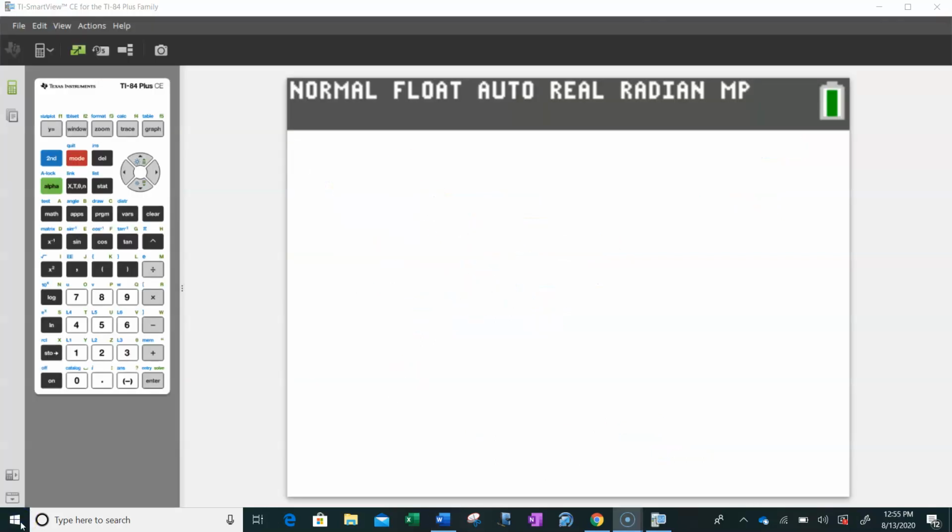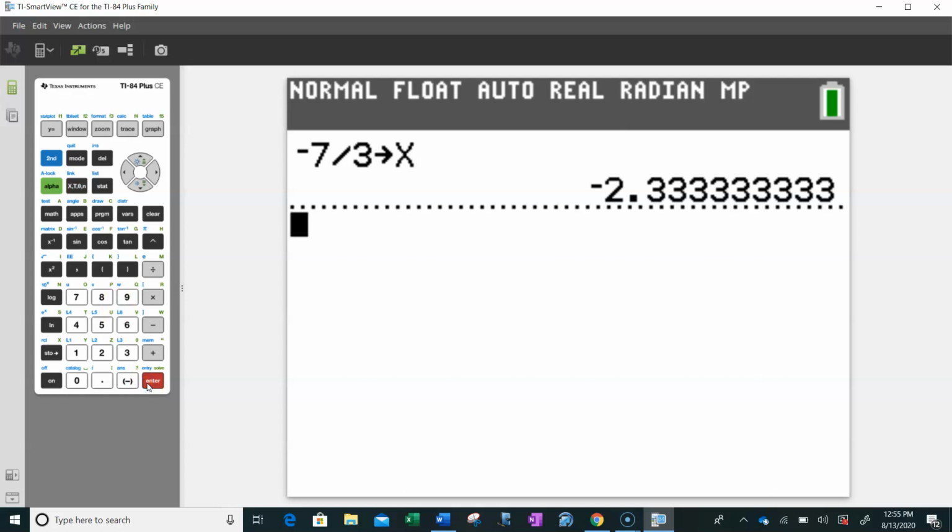For those of you who are using a graphing calculator, one of my favorite features on the graphing calculator is to store answers. So that's what I'm going to do real quick. I'm going to type in -7/3, which was our first answer. And then right above this home button, I'm going to click store. And then I'm going to put x. Press enter, and it'll store that value for x.